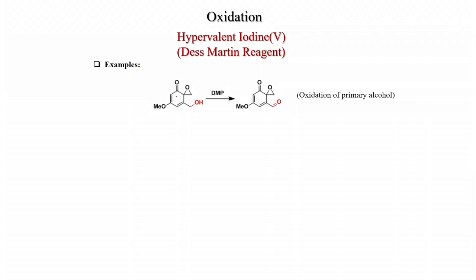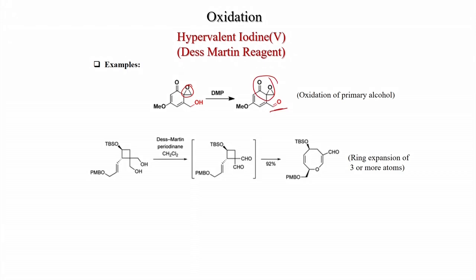As we said earlier, this is a mild oxidizing agent and you can see in this molecule there is a dienone moiety and also an epoxide, and under this condition the alcohol is selectively oxidized to the aldehyde and other motifs remain undisturbed. This is an oxidation cascade reaction. So, Dess-Martin periodinane oxidized this diol to the dialdehyde and then this 8-membered ring is formed. This is called a retro-Claisen rearrangement.